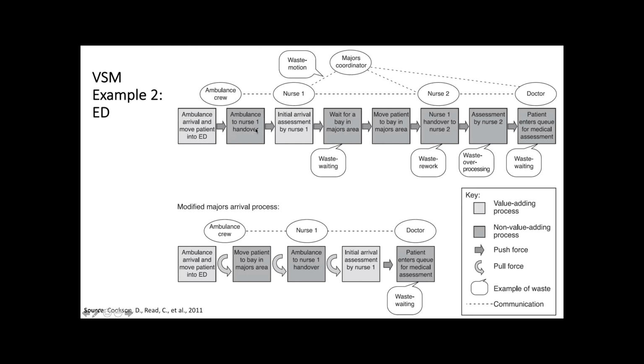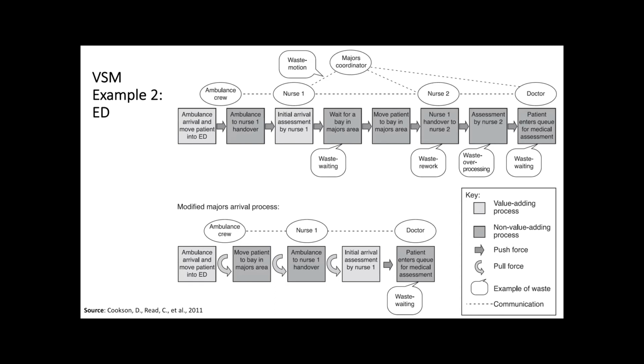So if we are going to get rid of the second assessment by nurse operation, then we know that right here we not only shorten the process and make it smoother, but also reduce waste and reduce our resources. We have one less nurse in this operation, and that's what we want to do at the end of the day by value stream mapping. Okay, that would be another example that I got from a paper actually.